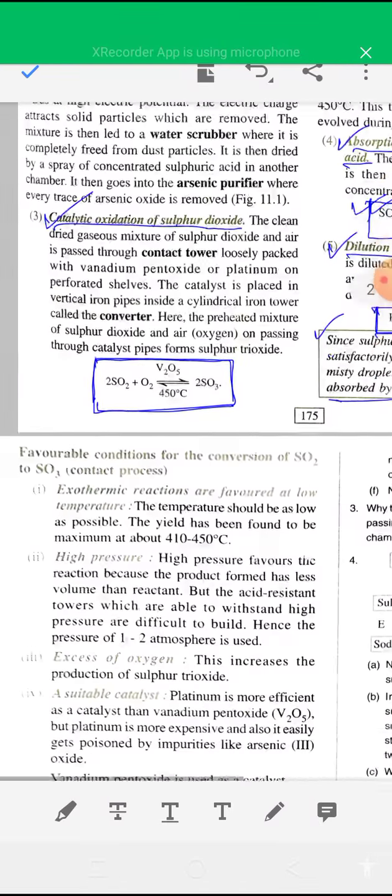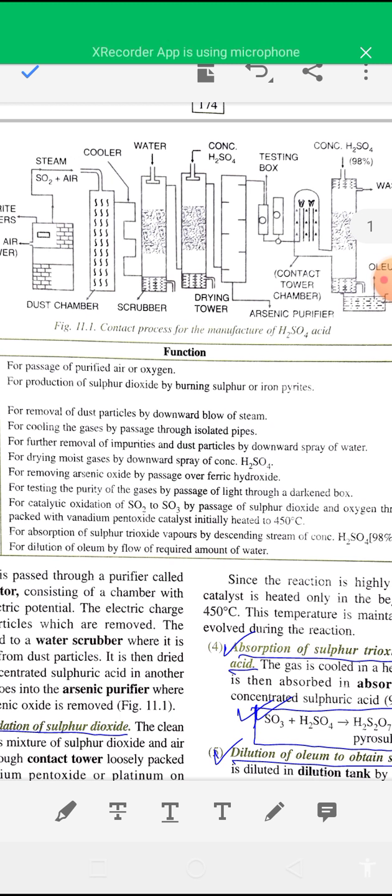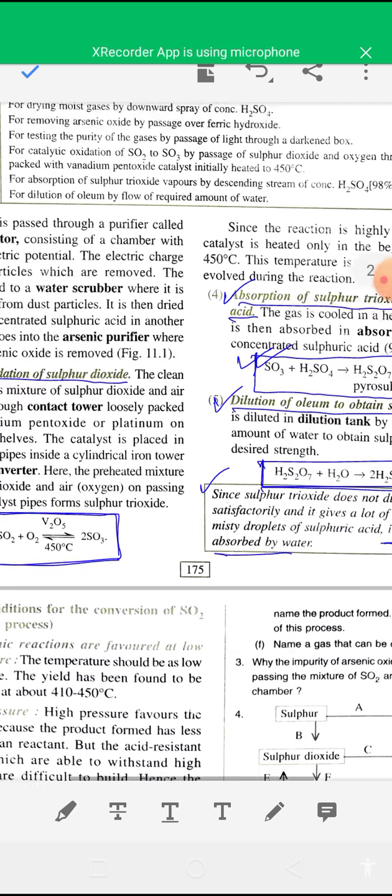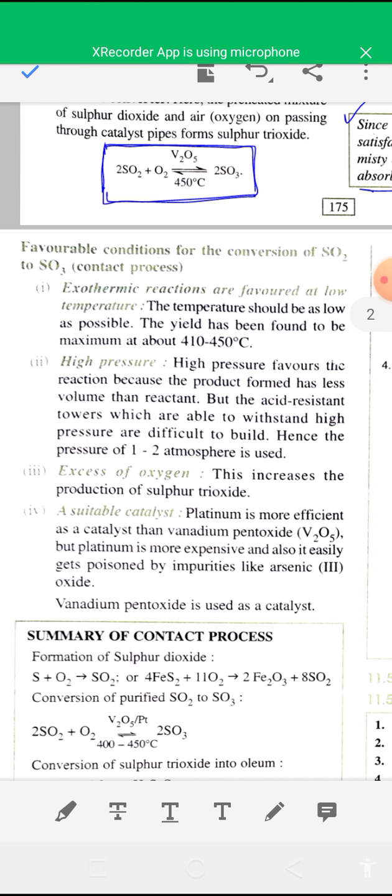So these are the steps of the contact process of preparation of sulfuric acid, H2SO4. All chemical equations and conditions you have to remember. Now, some favorable conditions for the conversion of sulfur dioxide to sulfur trioxide.